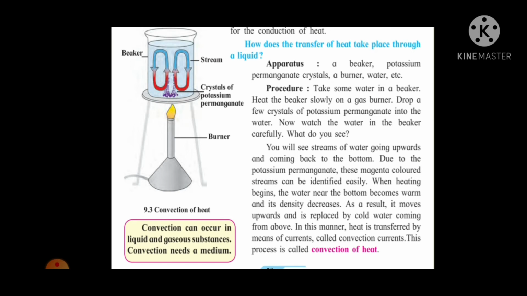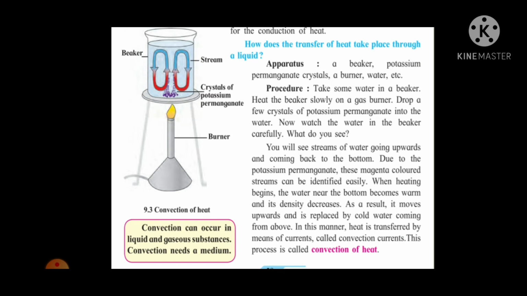Due to potassium permanganate, this magenta colored stream can be identified easily. So when heating begins, the water near the bottom becomes warm and its density decreases. As a result, it moves upward and it is replaced by cold water coming from above.